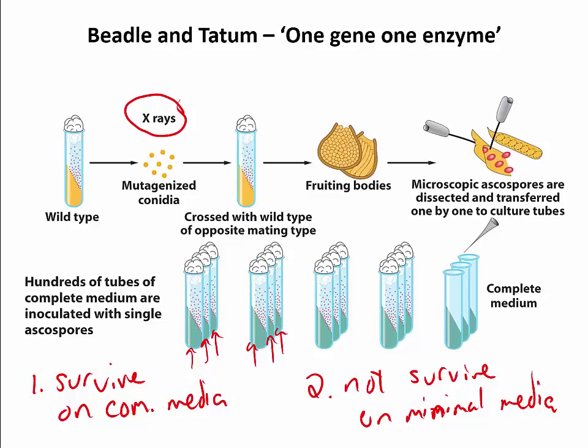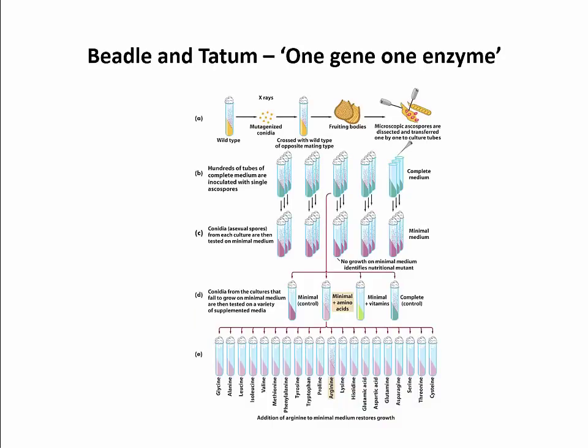So Beadle and Tatum did this screen, and they were basically looking for mutants that did two things. They could survive on complete media, but not survive on minimal media. So if you're thinking about this in your head, really what they're asking for is they're looking for mutants that had a growth deficiency or a growth requirement. And then what they did was an absolutely brilliant set of experiments. There's nothing complicated about this, but the amount of work and labor it would take is kind of amazing.